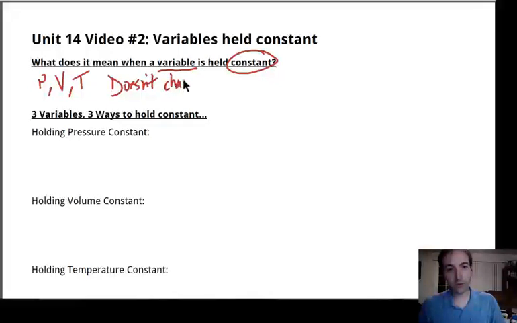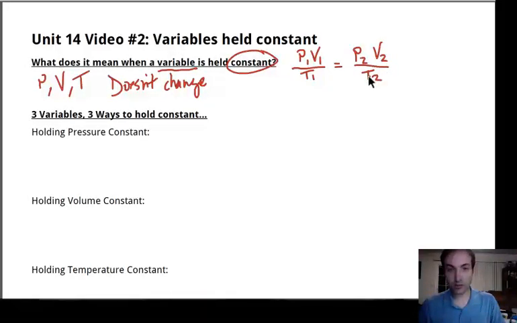So for example, when we look at the equation for the combined gas law, we have P1 times V1 divided by T1, so that means the initial pressure times the initial volume divided by the initial temperature, will equal the final pressure times the final volume divided by the final temperature.